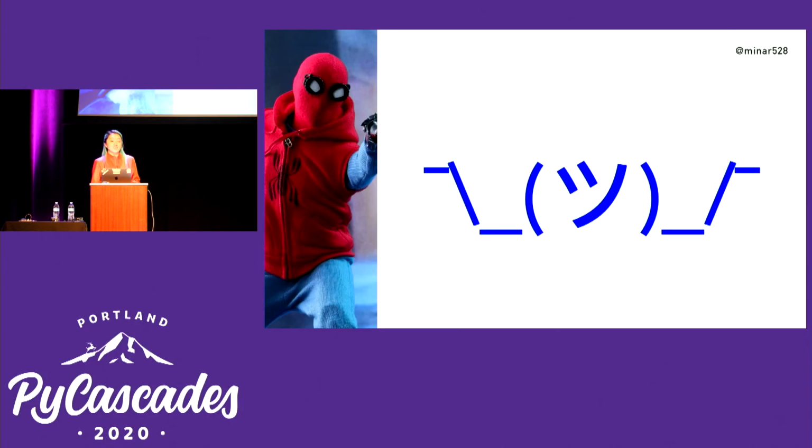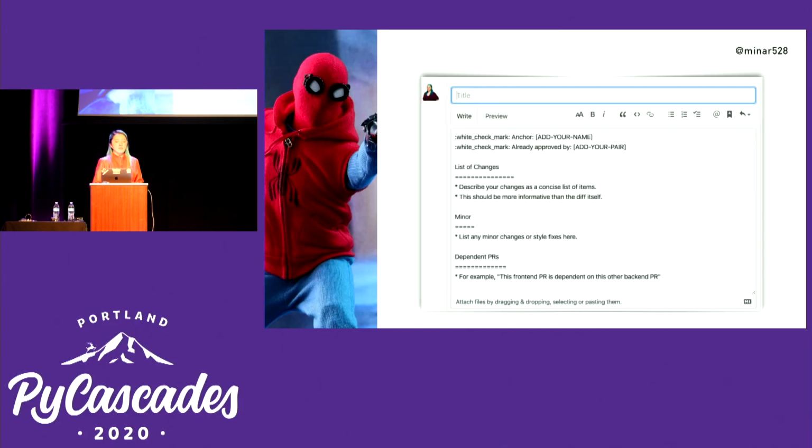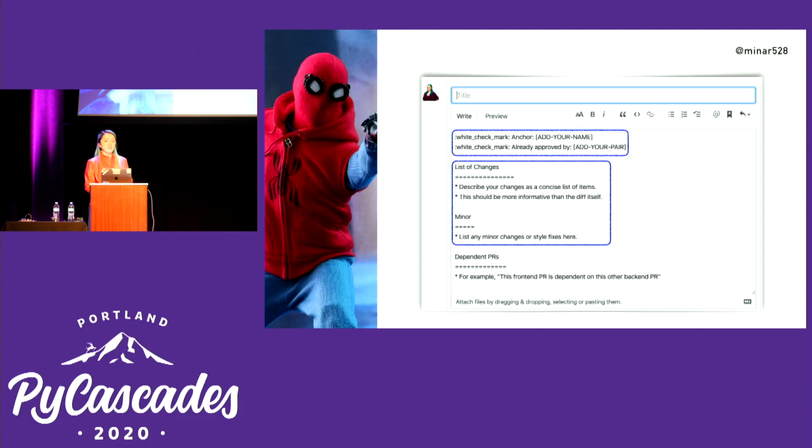Luckily, our project uses a PR template to give me somewhere to start. It looks something like this. Since we pair, the template reminds us to include both our own name as well as the name of our pair. It has predefined sections for listing changes. And since our project's front end and back end are separate repos, the template also reminds us to link any dependent PRs.